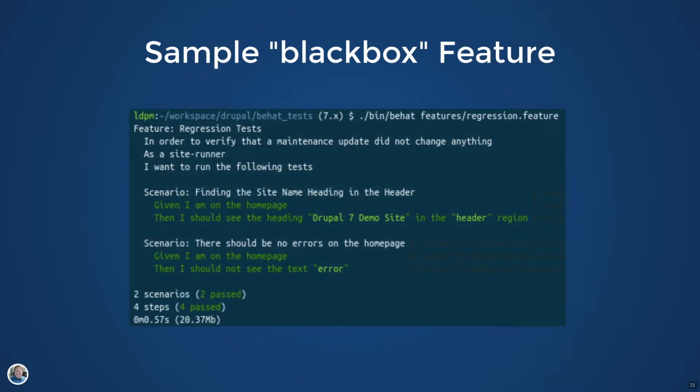Once we've created that, when we run the test, our output will look basically like this. We'll get a list of the number of scenarios that passed, the number of steps that were followed. Each of these green lines is a step. Given I am on the home page is a step that says go to the home page. Then I should see the heading says look for the heading. Any of those could theoretically fail. In this example, they have passed.